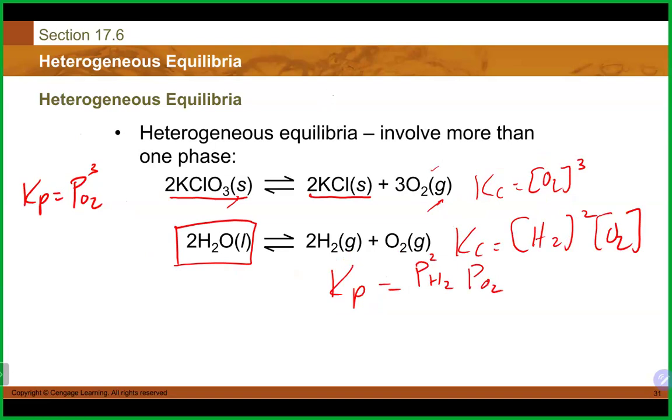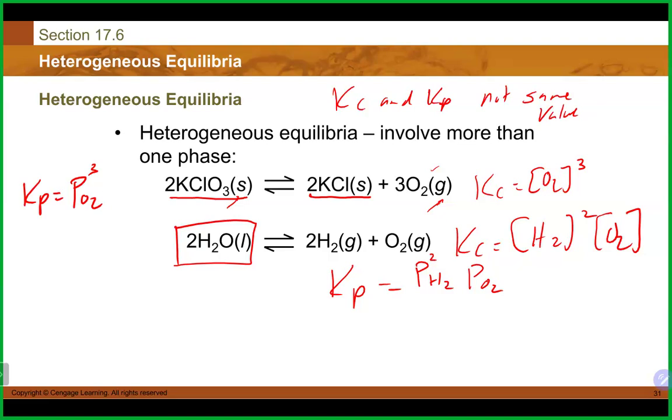By the way, the Kc and the Kp value usually do not equal the same numerical value, so they're usually not the same. They can be in a weird sort of situation. It is possible, but in most cases, they're different numbers. But they do tell you the same thing.